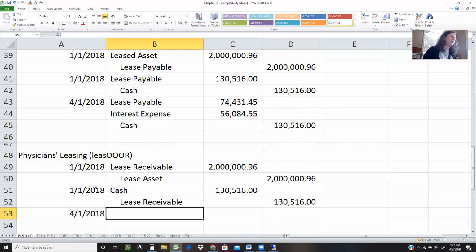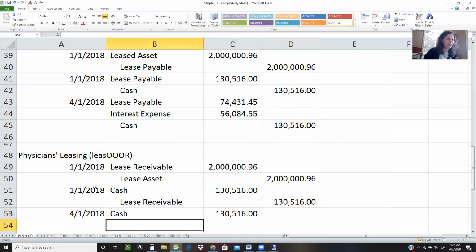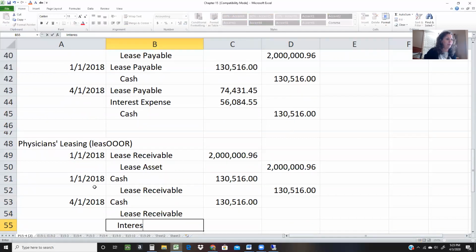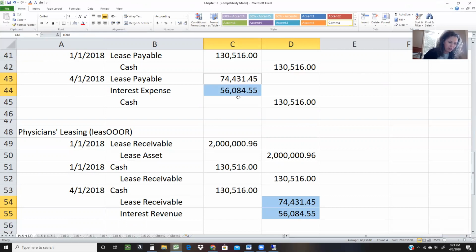Okay, and then on 4/1/18, we're going to receive another 130,516. Some of it is principal, and some of it is interest. And it's interest revenue because I'm receiving the interest. The interest is 56,084.55, and the receivable is 74,431.45, using the same numbers as I used up here. So that takes care of part 2.